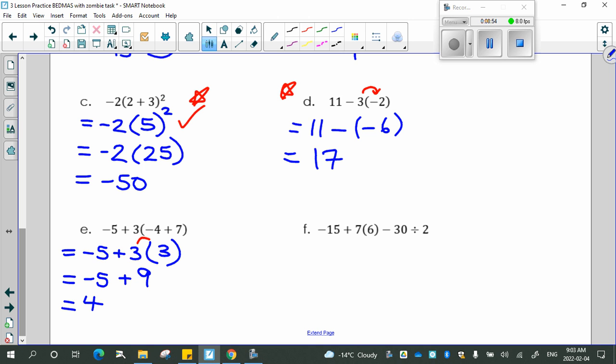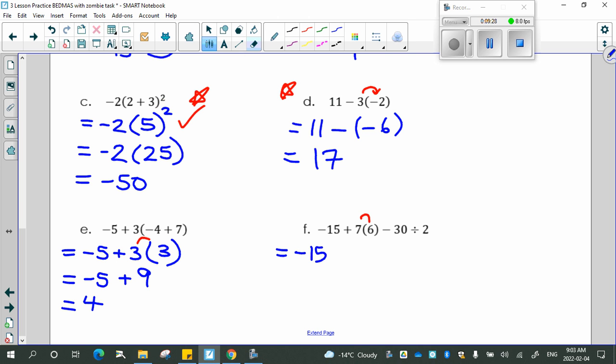Okay, this one looks pretty complicated. But we'll relax and keep that BEDMAS in mind. So is there brackets? Yep, but is there anything to do inside of it? No, there's just a number. Is there an exponent? No. Is there division or multiplication? Yes, they're the same weighting, so I do them in order from left to right. So what comes first in this question, a multiply or a divide? A multiply, because we have a number beside a bracket.